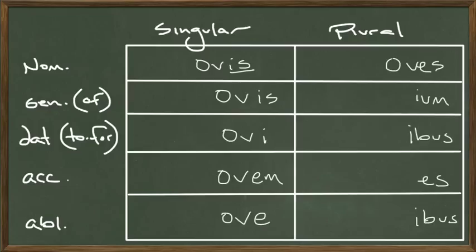It becomes oves. Of the plural sheep, ovium, there's that I right there. Makes it I stem. To the sheep, we're giving all the sheep some water, ovibus. We see all the sheep in the field, oves. And all the sheep have wool on them, or there is wool on all the sheep, ovibus. Okay, so those are third declension I stem nouns.